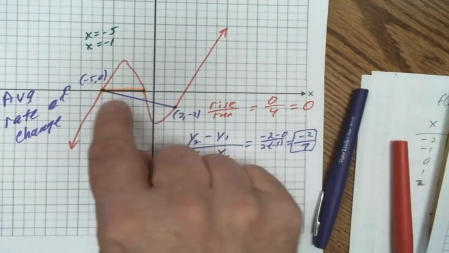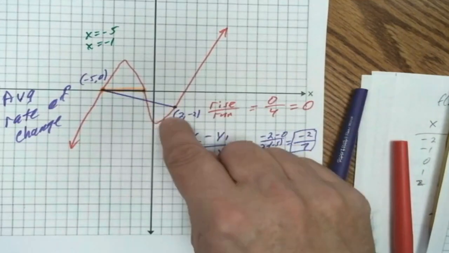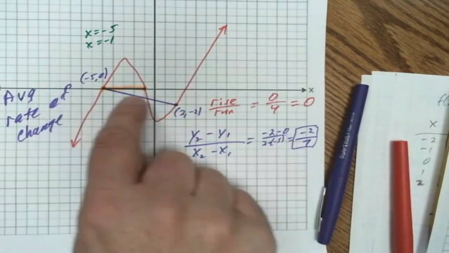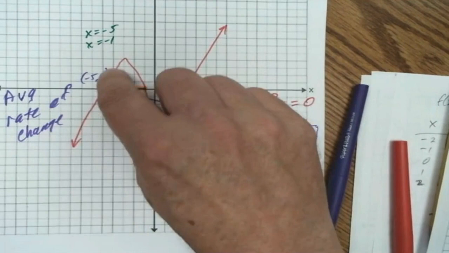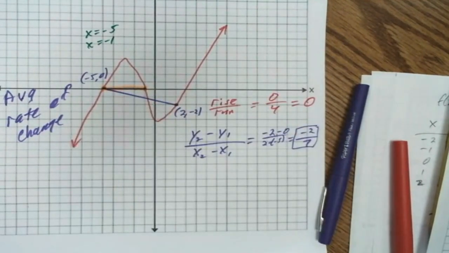We know actually between there and there, the graph goes way up, then it comes back down and goes lower than that point and then comes back up. But the average, if we had the slope of every one of those points and took the average, it would be a -2 sevenths because that's where it ends up.